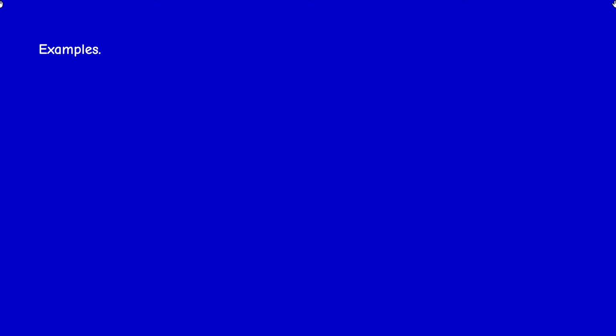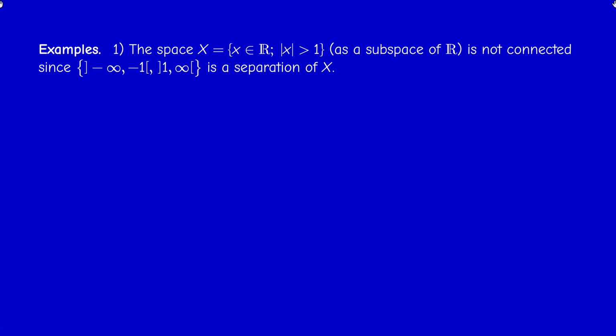Now, let us give some examples as usual. First example, if you consider the set X of all points in R whose absolute value is strictly bigger than 1, this is a subspace of R. This space is not connected. Why? Because we can write X as the union of the open interval (-infinity, -1) and the open interval (1, plus infinity). These 2 open intervals are, of course, open in R and therefore open in X, and they are disjoint and non-empty. So we have a separation of this space, so this space is not connected. Clearly, it consists of 2 pieces, 2 intervals.